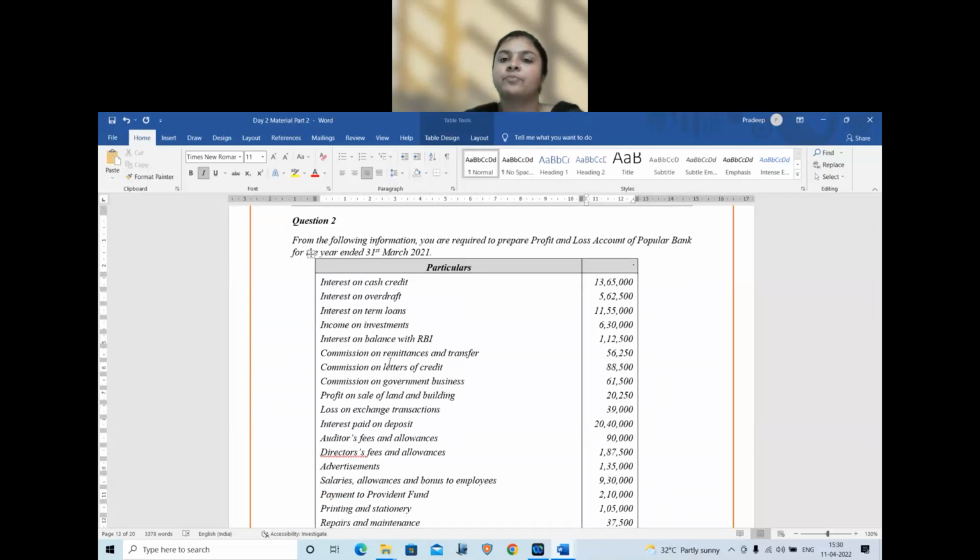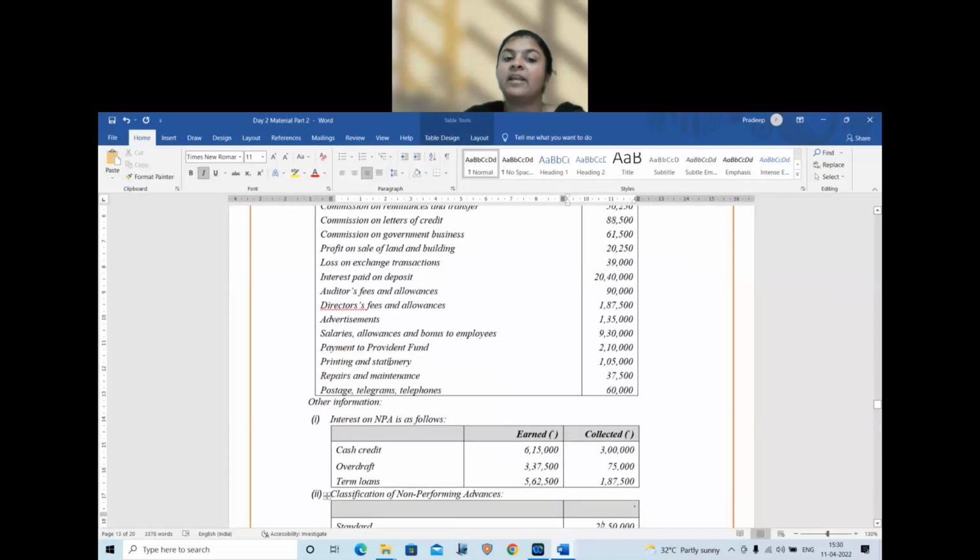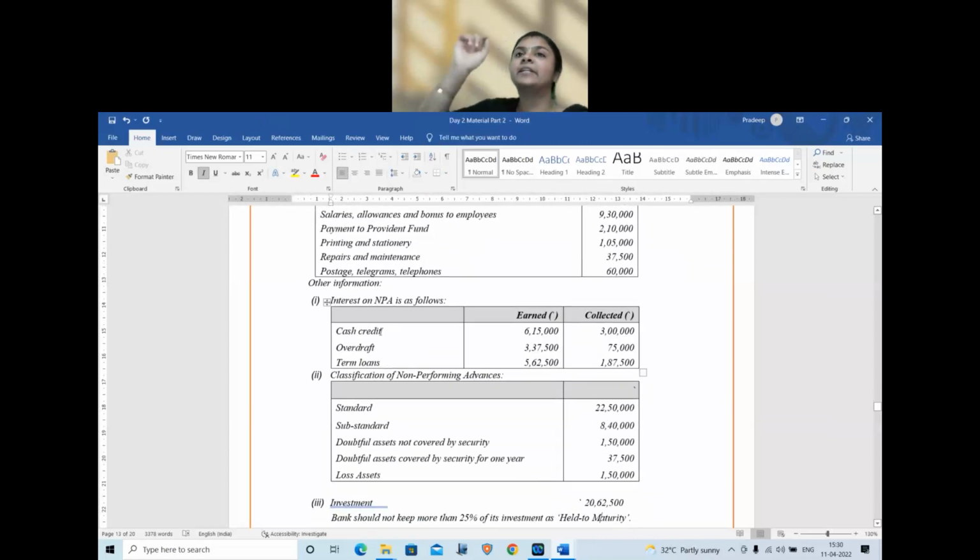Question number 2, similar question. But here, if you see, they have given the profit and loss statement required to be prepared. But they have given us information on interest on NPA. Interest earned is given, interest collected is given. So which one will be taken for NPA? Collected.